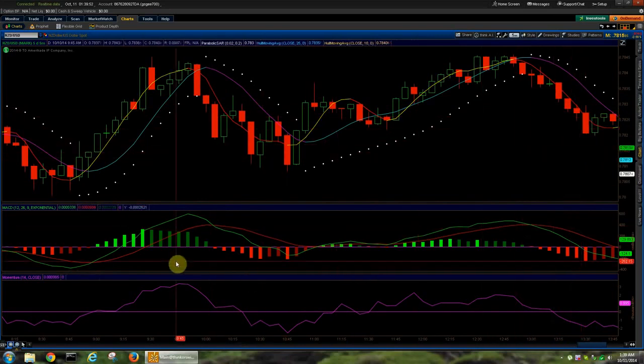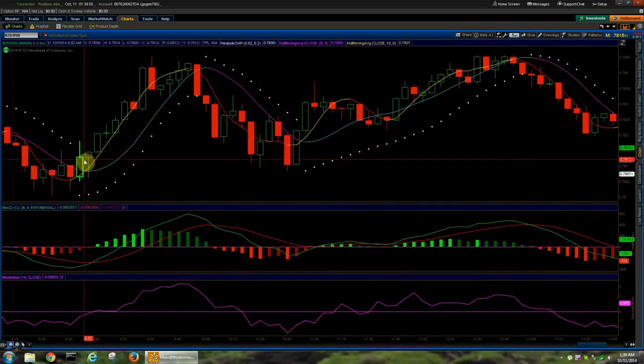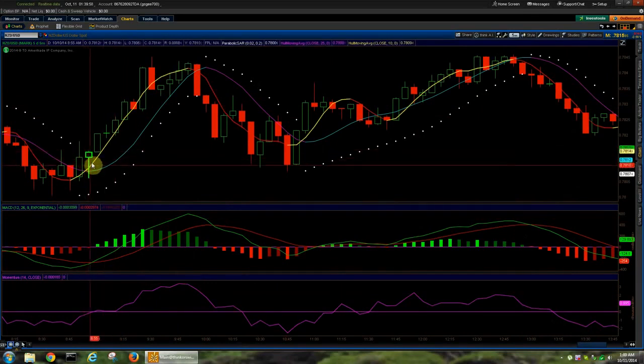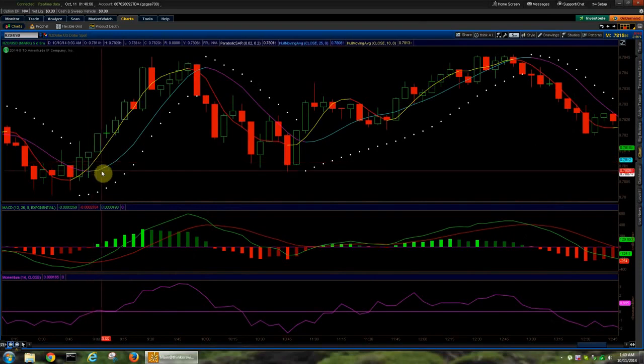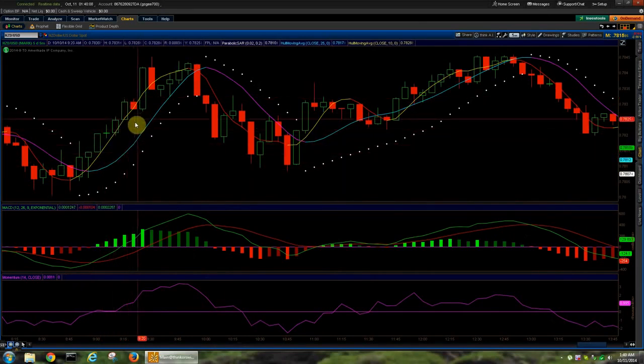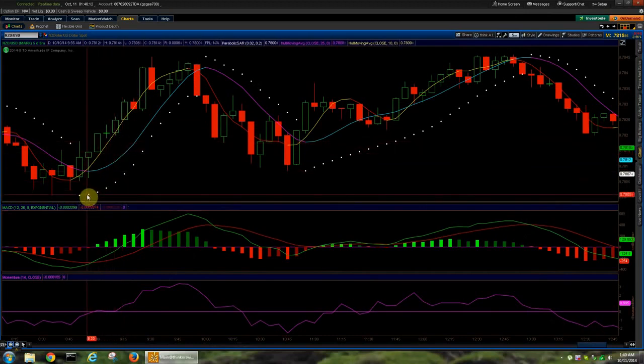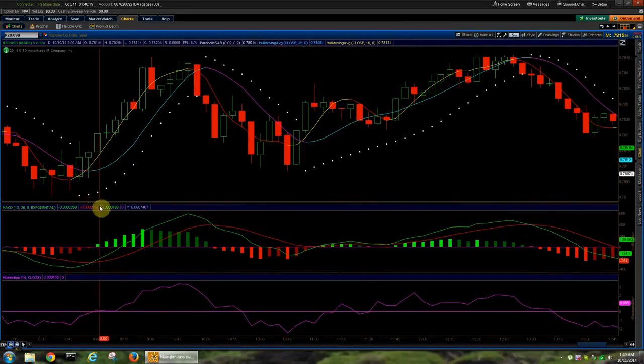Now, if we look at an uptrend here, you see the yellow line above the blue line signifying an uptrend. The slope on both these lines is steep. There's space in between them too. The parabolic SAR is on the bottom.